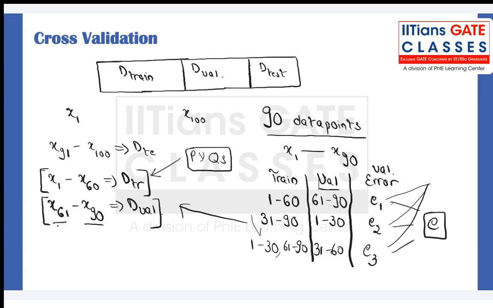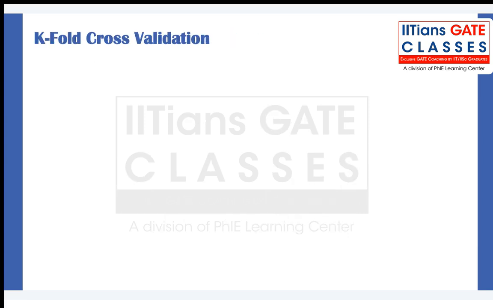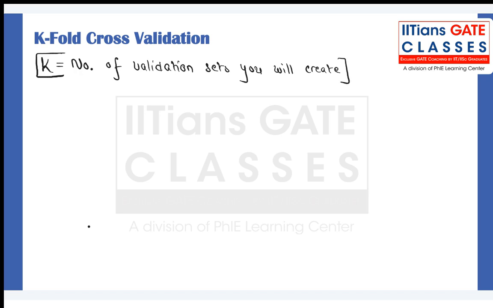Now, first of all, there is a concept called k-fold cross-validation, where k denotes the number of validation sets you will create. Which means for the previous example, the value of k was 3. That's why each validation set consisted of 30 data points. There were 90 in total. You said k is 3, so divide them in chunks of 3. So it is 30 per set.